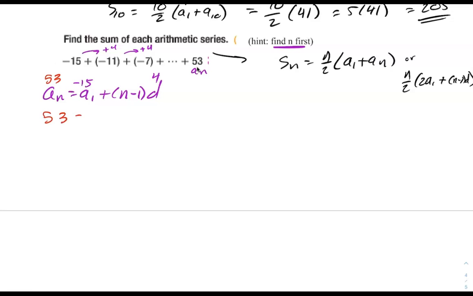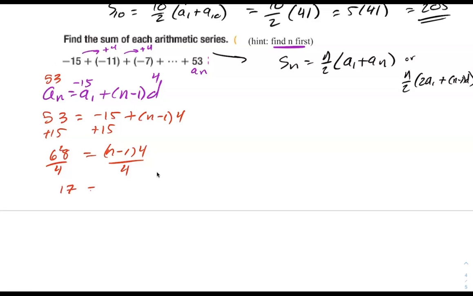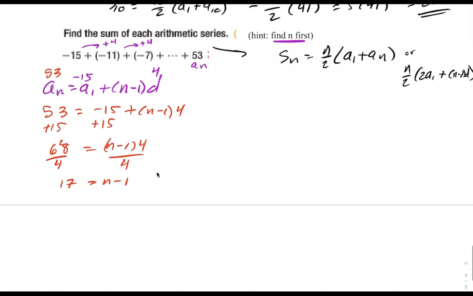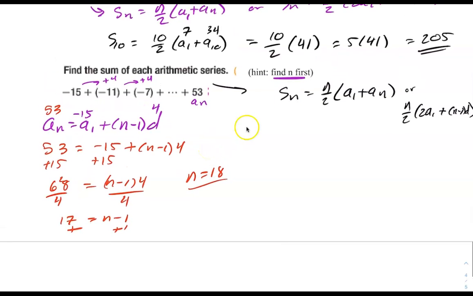Now let's simplify this. Or let me rewrite it first. I'm going to solve for n. So add 15. I get 68 equals n minus 1 times 4. Now you can distribute the 4 if you want. I think it's a little easier if you divide by 4. And then here I get 17, so 17 equals n minus 1. And then we just add 1 to both sides, and n equals 18. Now I'm all proud of myself, I got n equals 18, but that's not the question. The question is find the sum. So you gotta find S of 18.